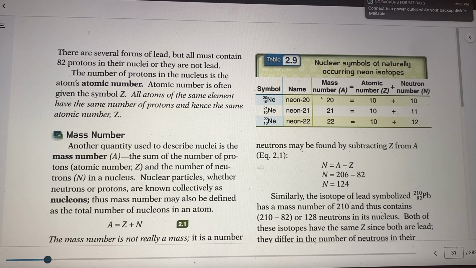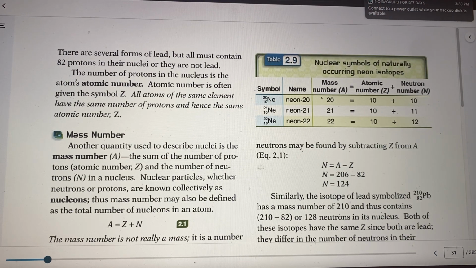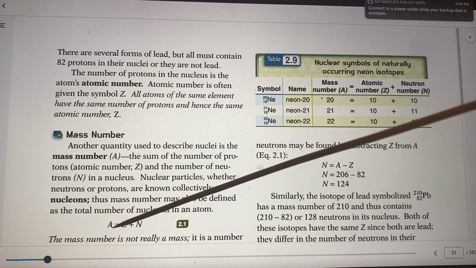So now let's talk about the mass number. The mass number counts both protons and neutrons in the nucleus. So the mass number is the sum of the protons, which is the atomic number, and the neutrons that are in the nucleus. Both protons and neutrons are called nucleons because they are in the nucleus, the center of the atom. Thus, the mass number may be identified as the total number of nucleons in an atom. So here is A. A means mass number.